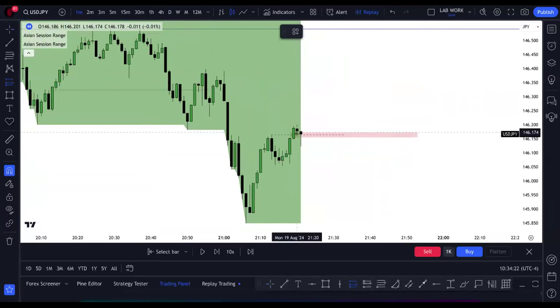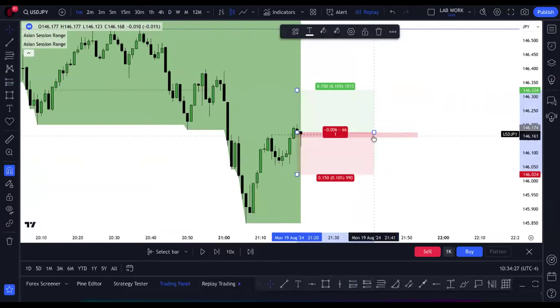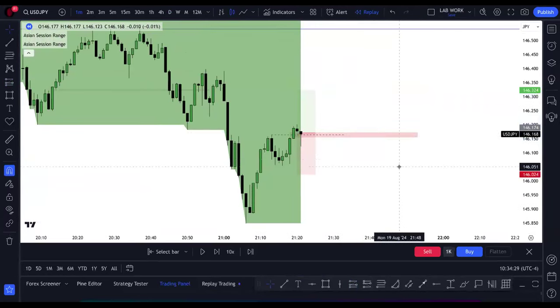We go long at the top of that fair value gap, or the premium side of the fair value gap. This thing hit TP in a matter of minutes. It was so quick.